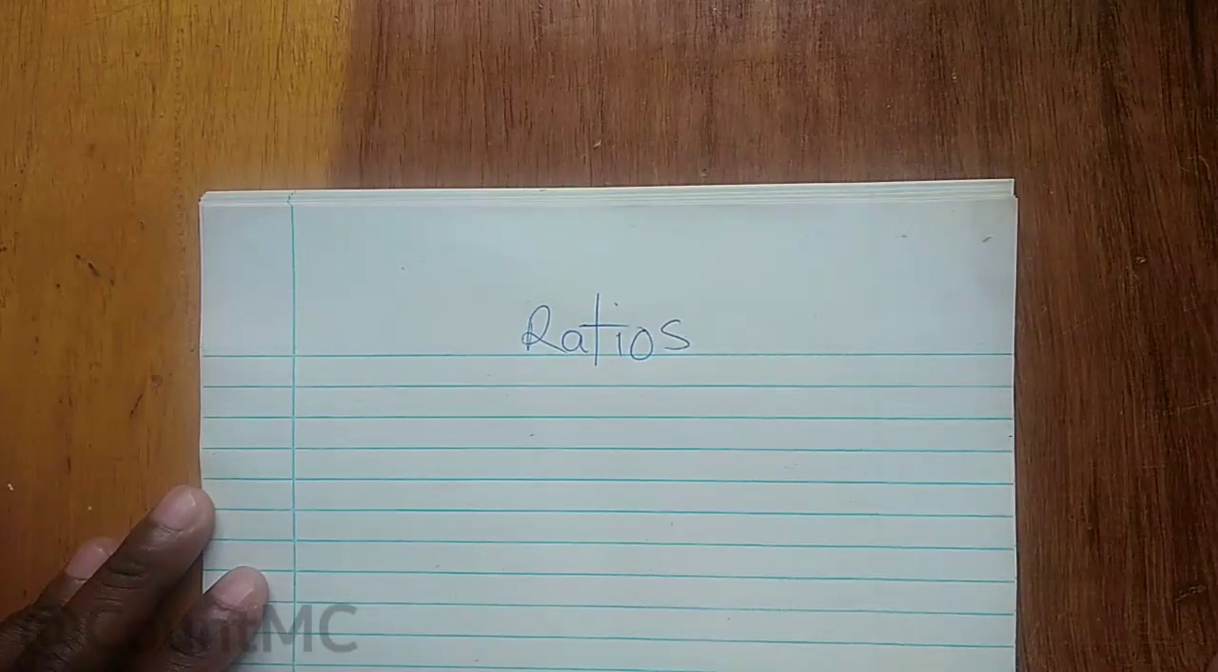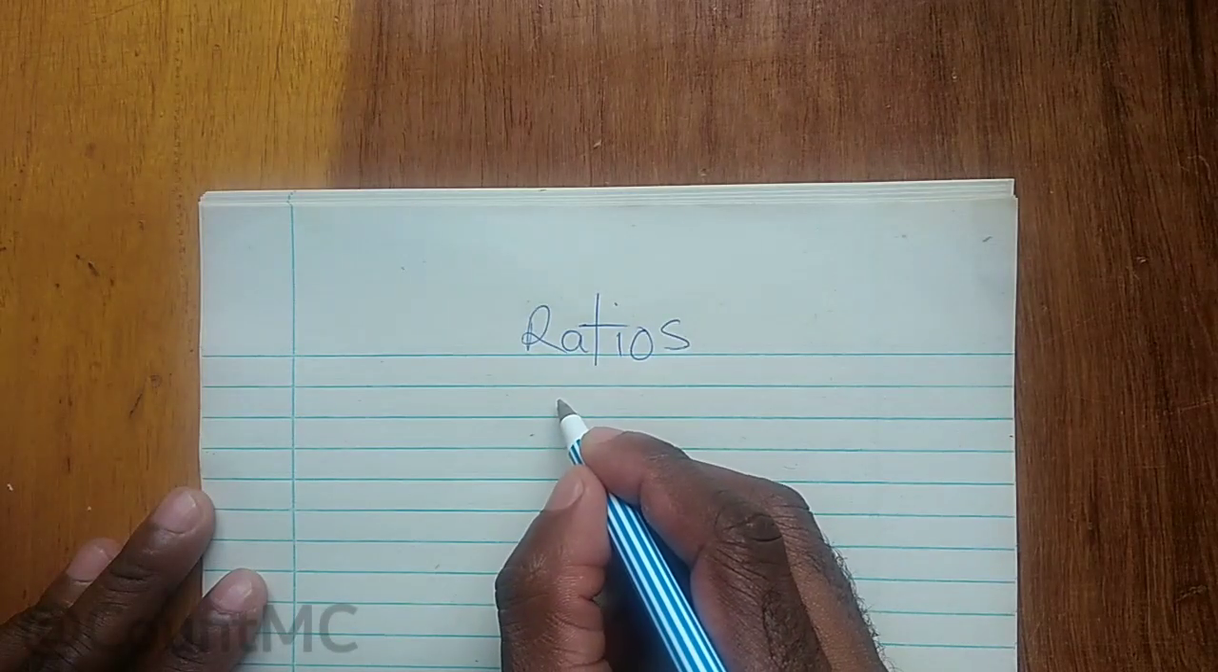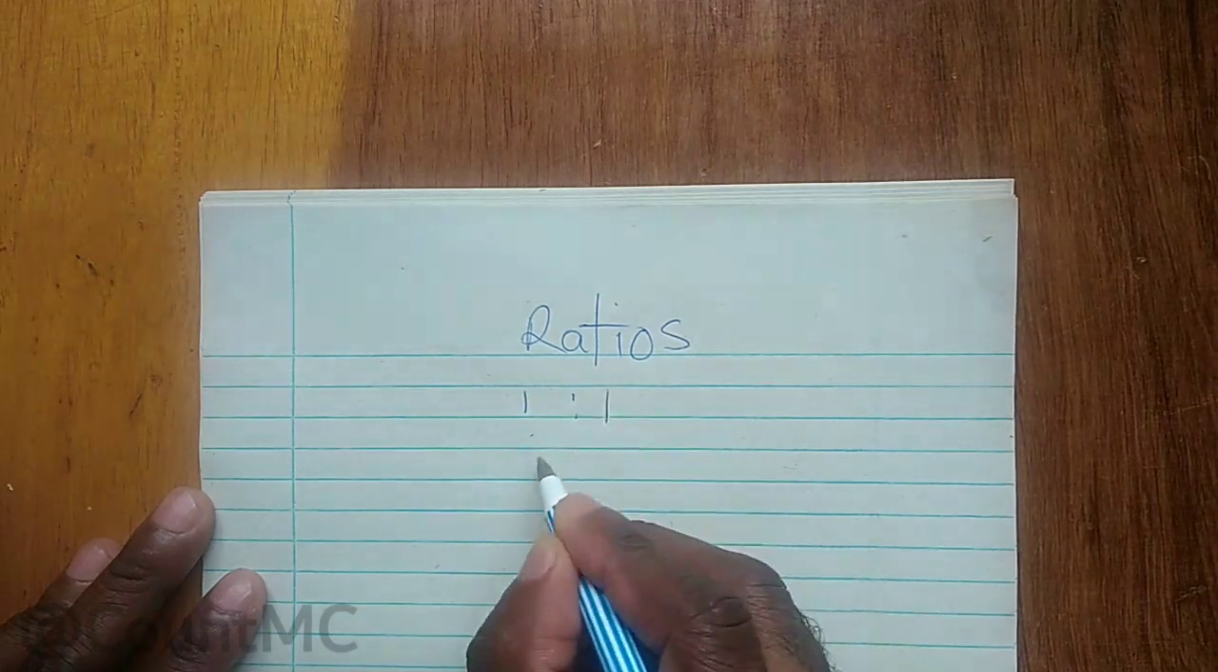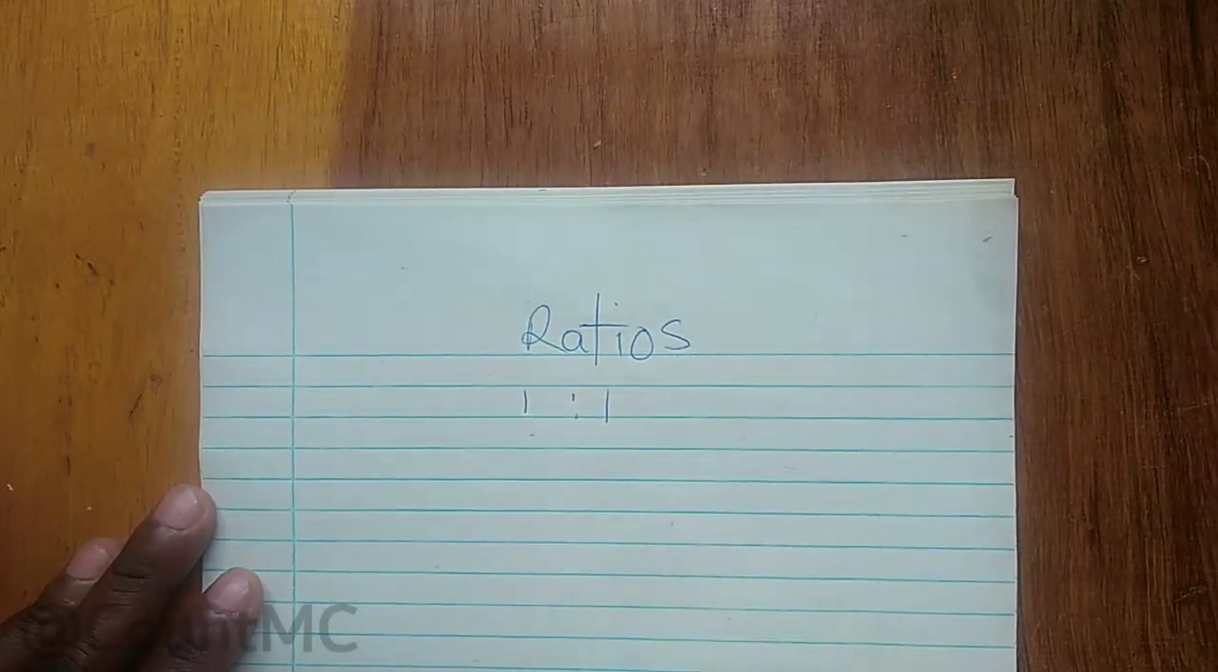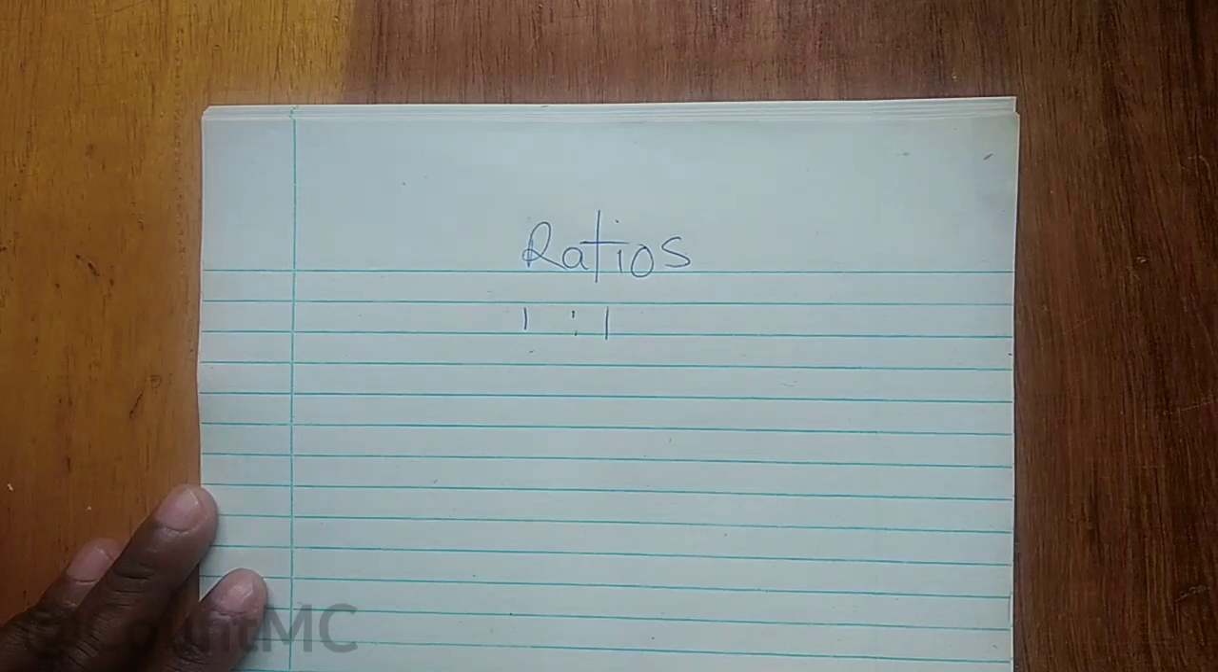Hello guys, let's talk about ratios. So ratios is when you are comparing two quantities. You can divide something into two parts. For example, 1:1. You read this as 1:1. That's an example of a ratio.